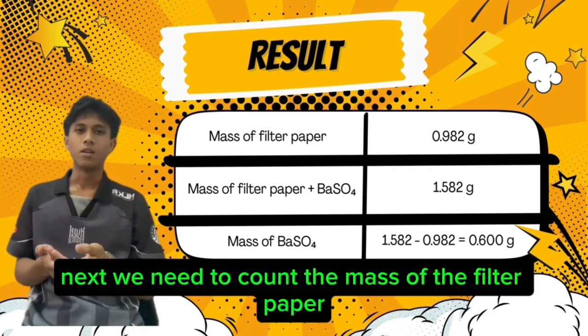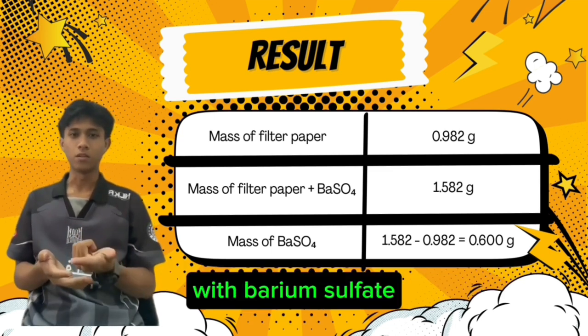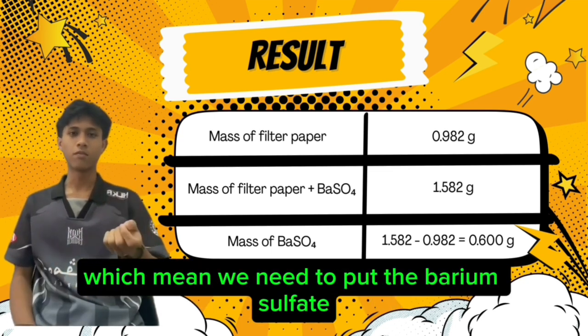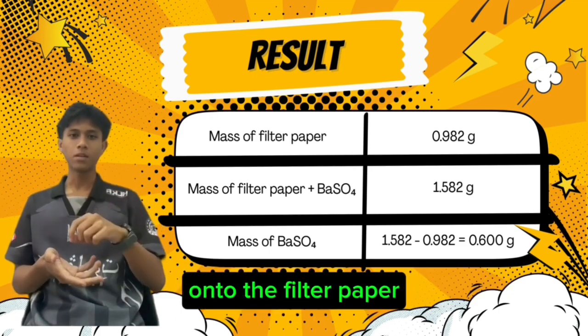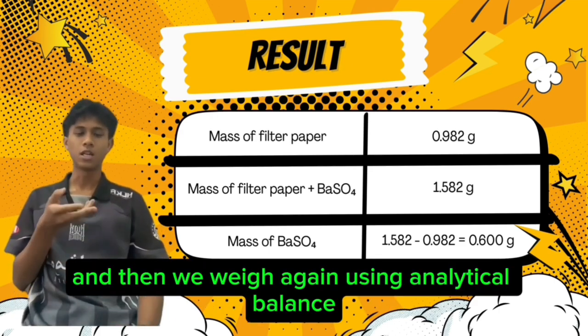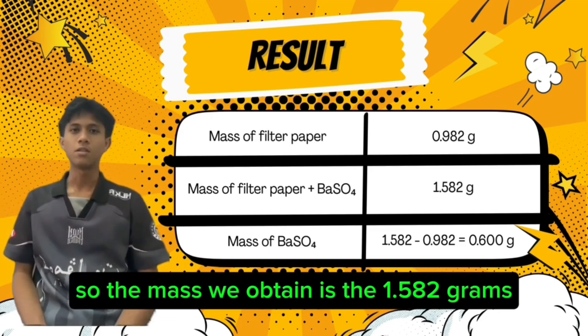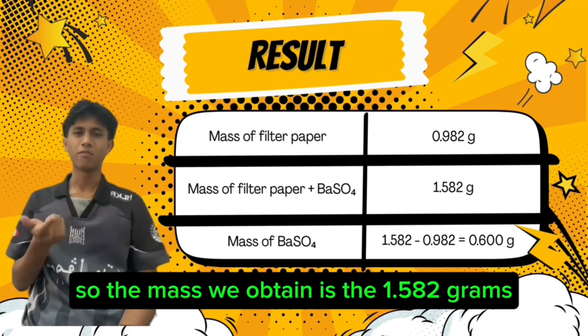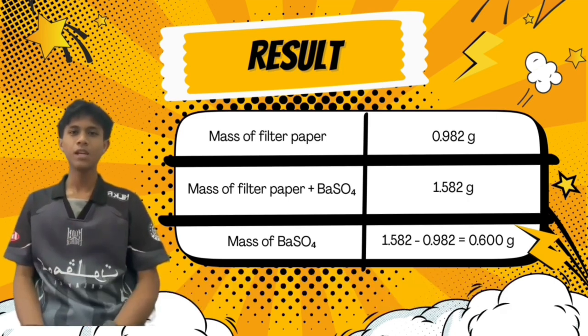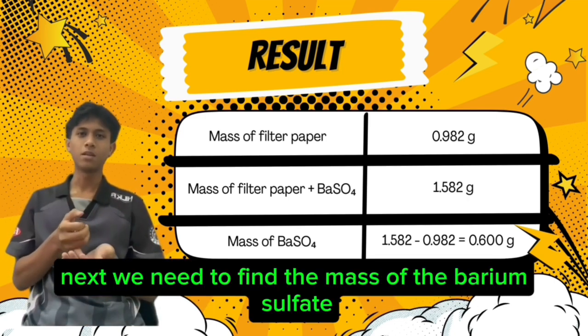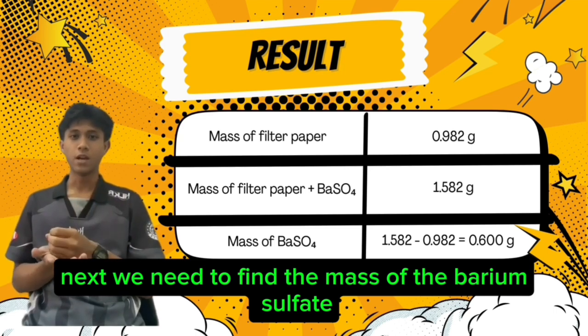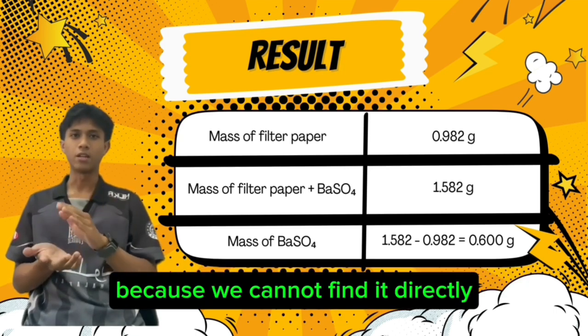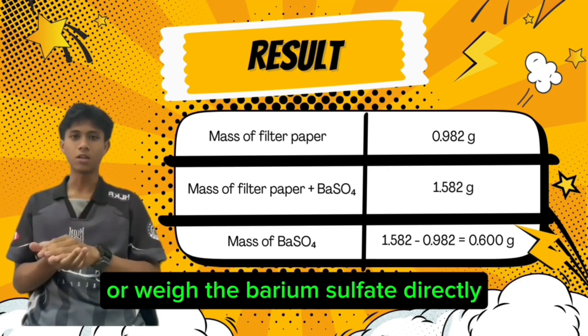Next, we need to find the mass of the filter paper with barium sulfate, which means we put the barium sulfate onto the filter paper and weigh again using the analytical balance. The mass we obtain is 1.582 grams. Next, we need to find the mass of the barium sulfate because we cannot weigh the barium sulfate directly on the analytical balance.